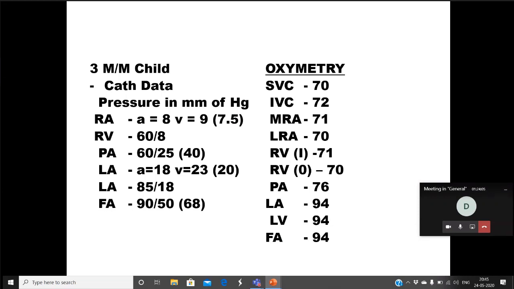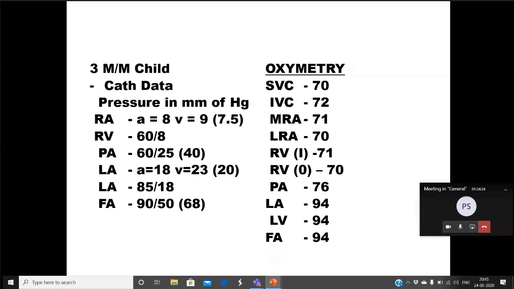So bidirectional shunt, sir. How can there be a bidirectional shunt? Because left atrium is A18, V23 and mean of 20, while right atrium is A8, V9 and mean of 7.5. Obviously meaning that the blood cannot flow from right atrium to left atrium. So significantly higher pressure. So this is PDA with hyperkinetic pulmonary hypertension with LRTI. PDA with the patient in heart failure, sir. Yeah, heart failure. That's the correct answer.